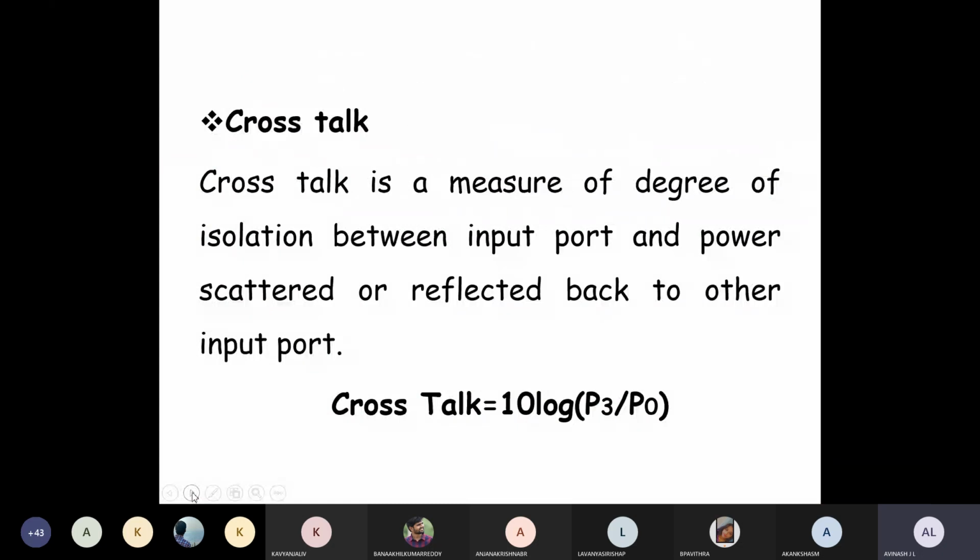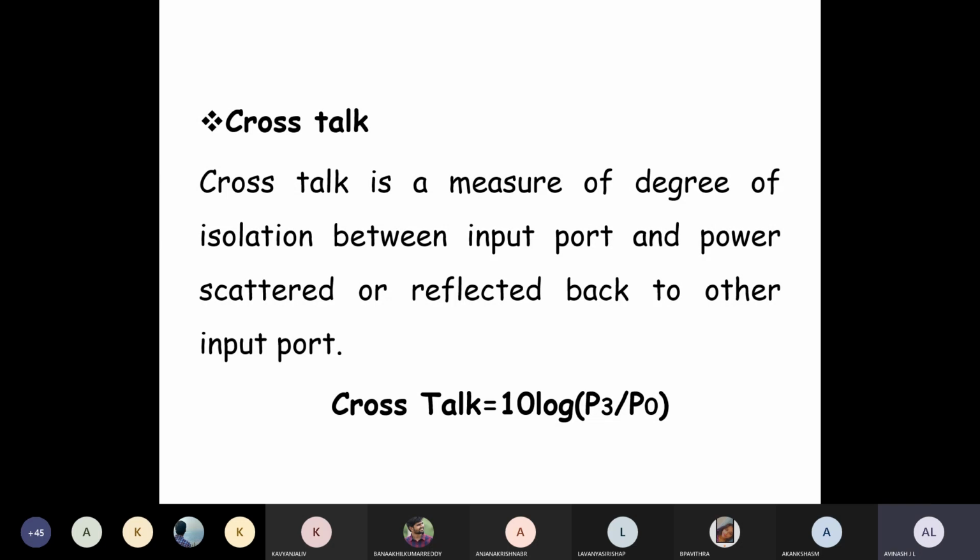The ratio between the crosstalk power and the input power gives the crosstalk value. Crosstalk will be equal to 10 log P3 divided by P0. That is, how much crosstalk power is obtained at port 3 divided by how much power is inserted at the input port, P0. That is called crosstalk, a measure of degree of isolation between the input port and power scattered or reflected back to the other input port.